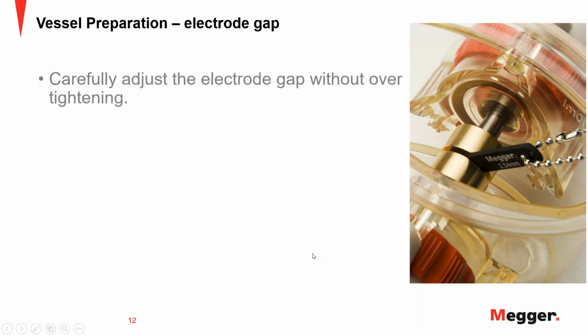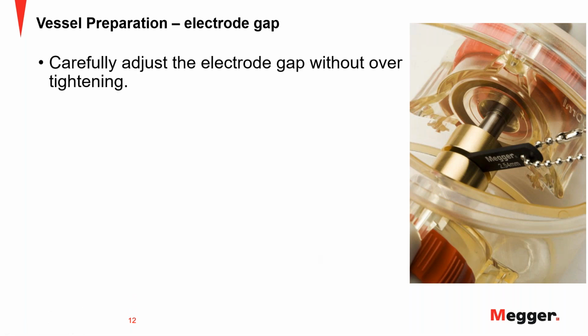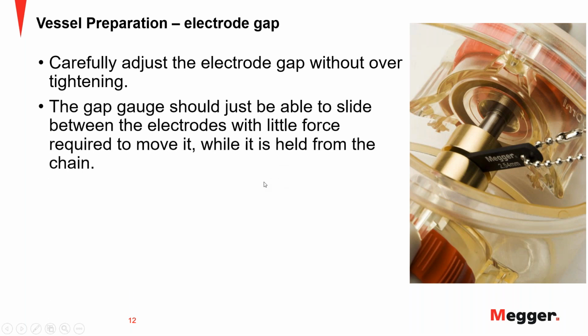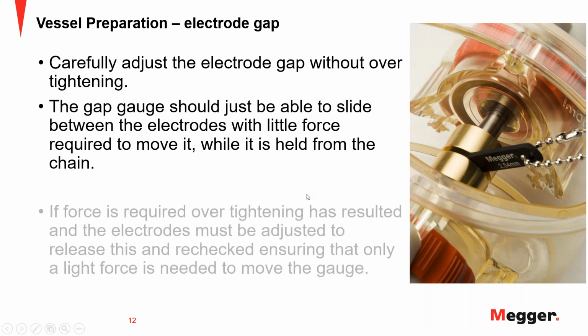Okay, so the gap gauge is in place. We now need to carefully adjust without over tightening. This is very important that we don't over tighten the actual electrodes. So the gap gauge should just be able to slide between the electrodes with a minimal amount of force while it is being held with the chain. So you're just placing it between the electrodes, gradually adjusting the electrode gap, and then you'll notice that there's just a very slight force when you try and move the gap gauge out of the way.